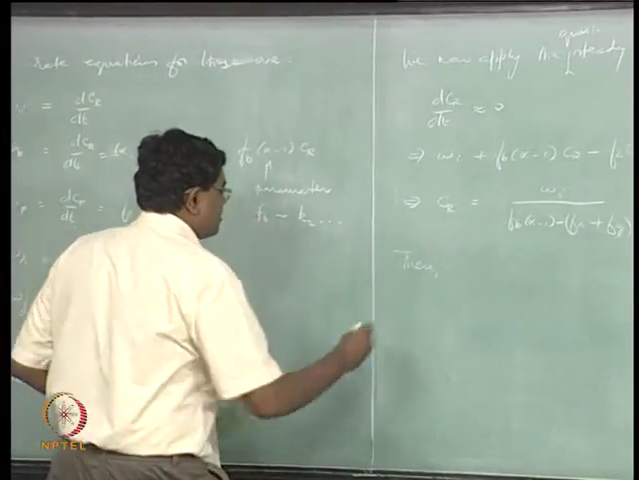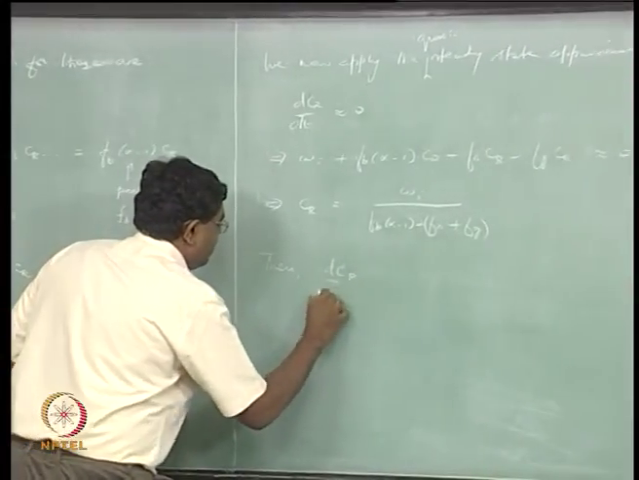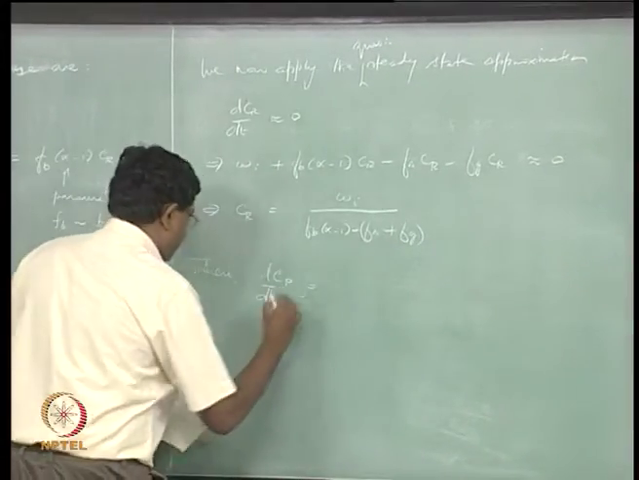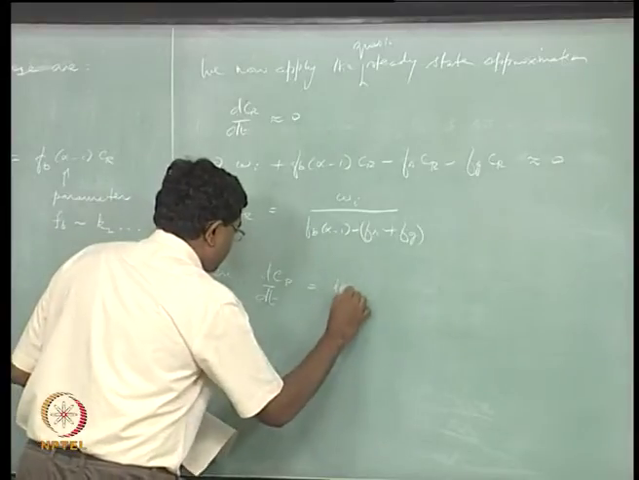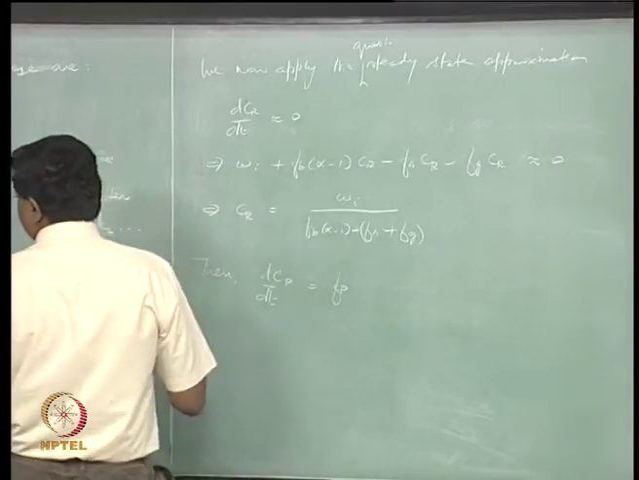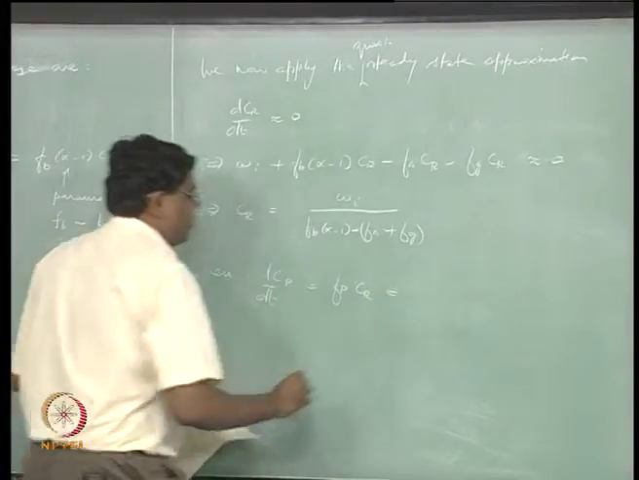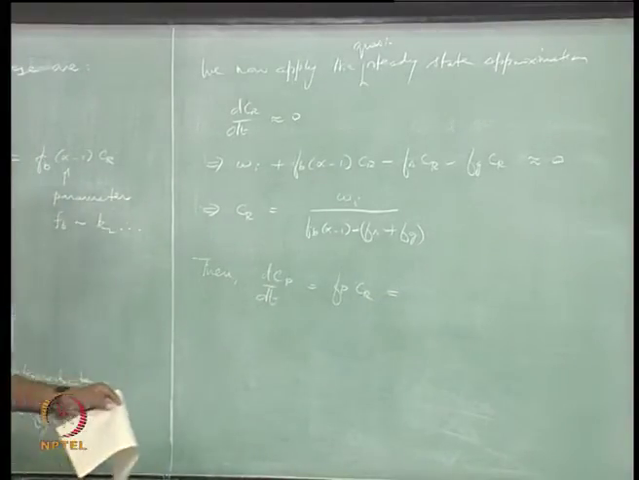Our goal is actually dCp over dt, right, Fp times Cr.